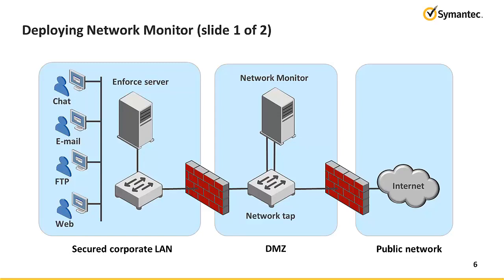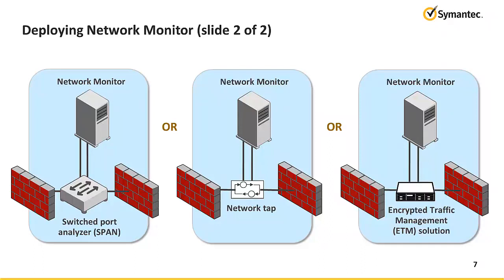Typically, the Network Monitor server is deployed in the DMZ, the demilitarized zone, but this is not a requirement. There are a few ways to provide Network Monitor with a copy of network traffic: port mirroring, switched port analyzer or SPAN, network tap, or an encrypted traffic management ETM solution. When you use port mirroring, the network packets coming into or going out of a switch's port are copied to another dedicated switch port that is connected to the Network Monitor server.